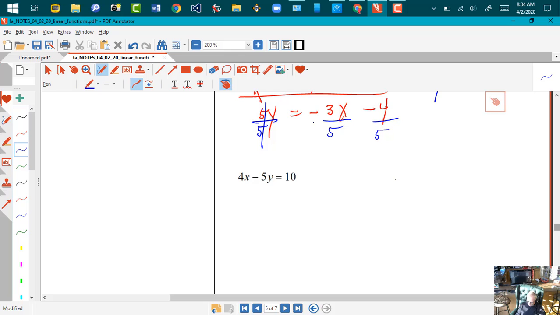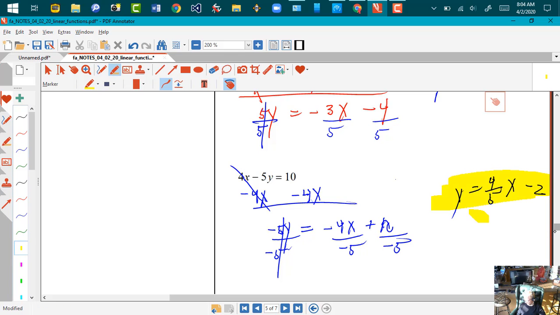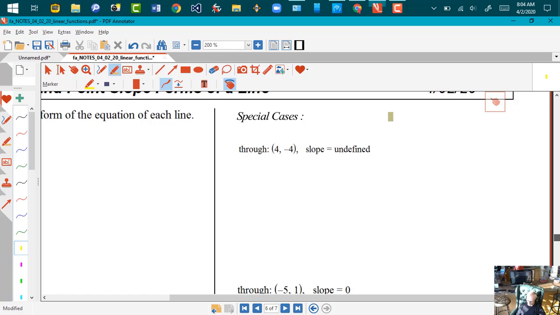And then for this one, I'm going to subtract 4x and divide by negative 5. Divide by negative 5 once again. And I get y equals 4/5 x minus 2. All right.